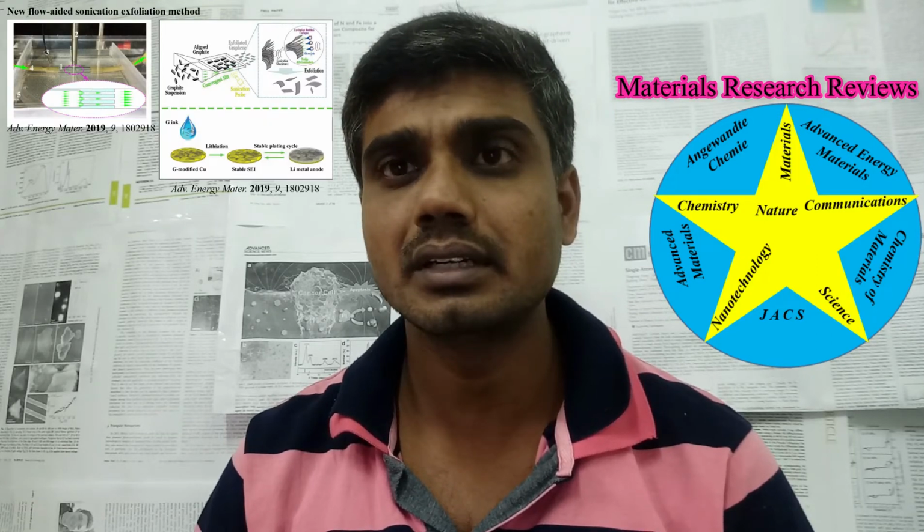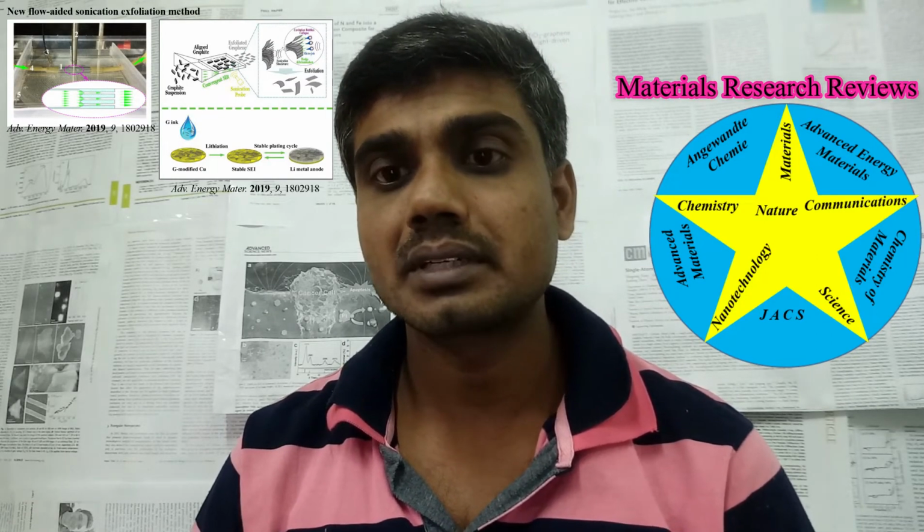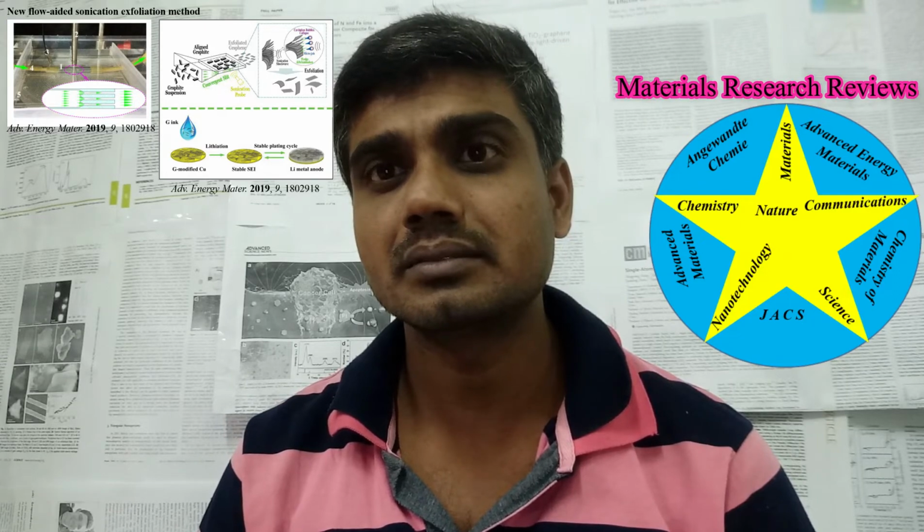So after they get defect-free graphene, from that defect-free graphene ink they coated the copper surface to make graphene-modified copper. After the lithiation, a stable solid electrolyte interface forms, and it is stabilized with the lithium metal for the anode electrode.